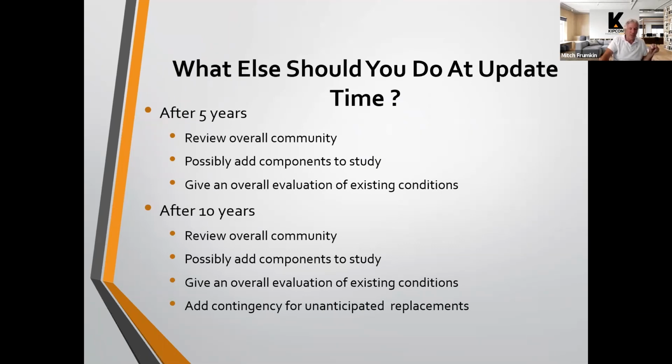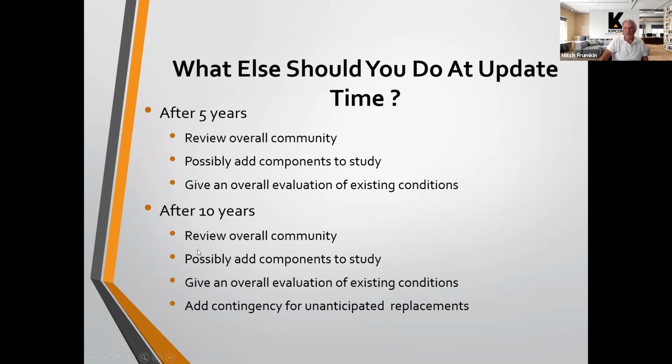So after 5 years, possibly add components like I mentioned, and give an overall evaluation of the existing conditions. For example, in my firm, we have a standard reserve study. The standard reserve study matches the national standards. It gives what I showed you in the physical analysis. We also do, and I'm not sure if other people do, what we call the detailed reserve study, where we not only show what the estimated remaining life is, but we give a description of the condition and make suggestions based on the condition, not just putting a useful life on it.